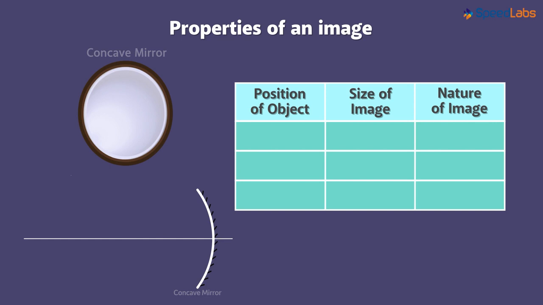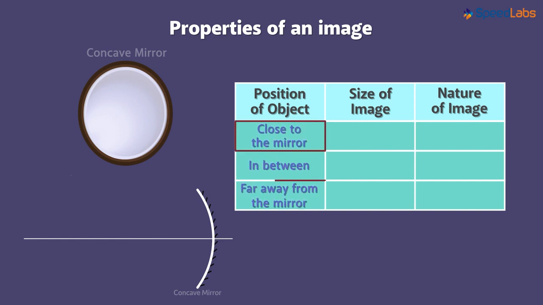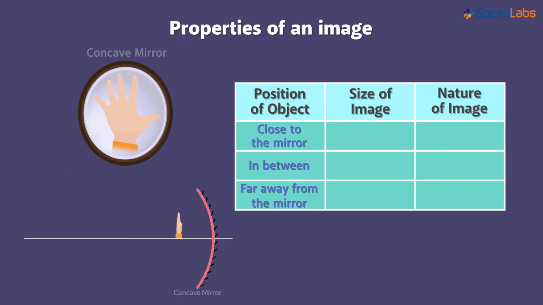The 3 entries in the first column of the table are these ones. The first and the last entries are the positions of the object when it's too close to the mirror and when it's very far away from the mirror. The middle one is the position of the object in between the 2 extreme positions. The properties of the image that we will discuss are only for these 3 different positions of the object. Now let's bring in our object. Assume that initially the object is kept very close to the mirror. This is how its image will appear.